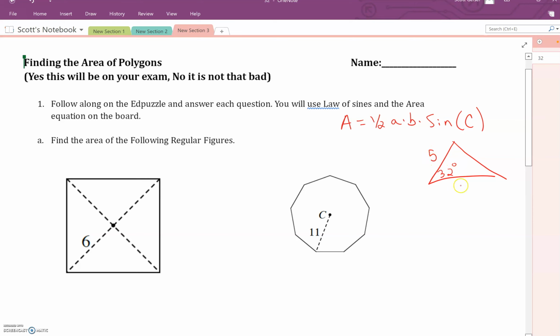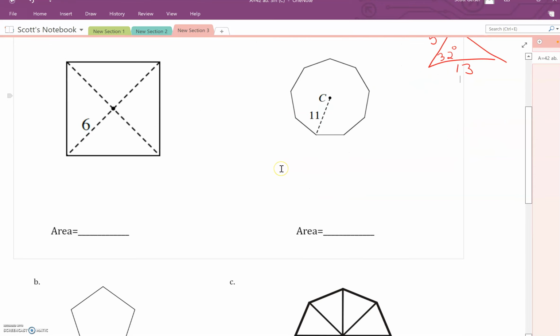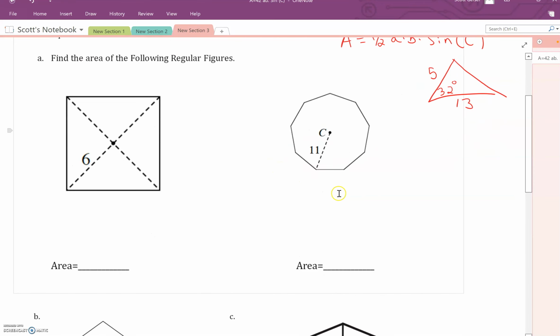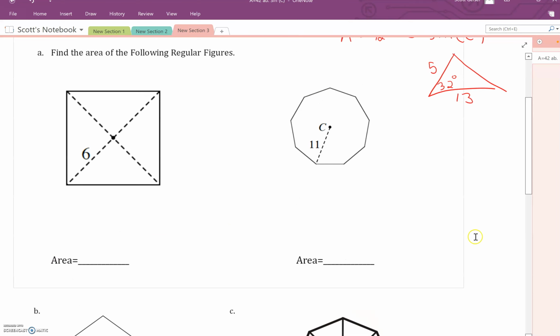So like if I have an angle that's 32, I'd have to have the 5 and the 13, the two sides that create that. Okay, so to find this, we need to find the area of each triangle in between, and then we can multiply that by the number of triangles that we have. So this, we need to find an angle.